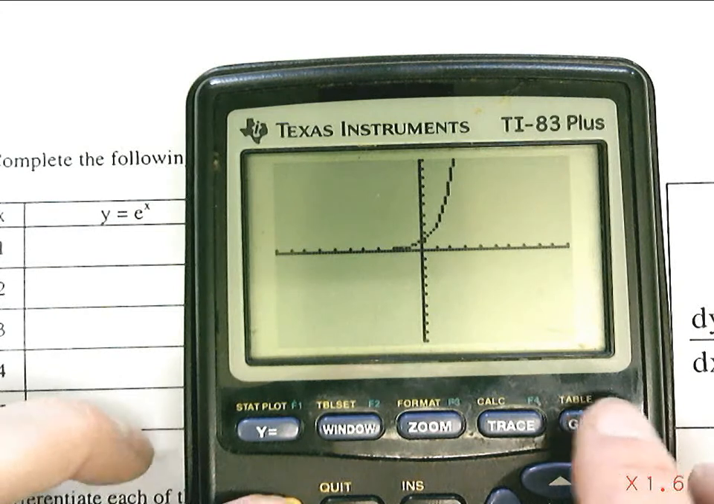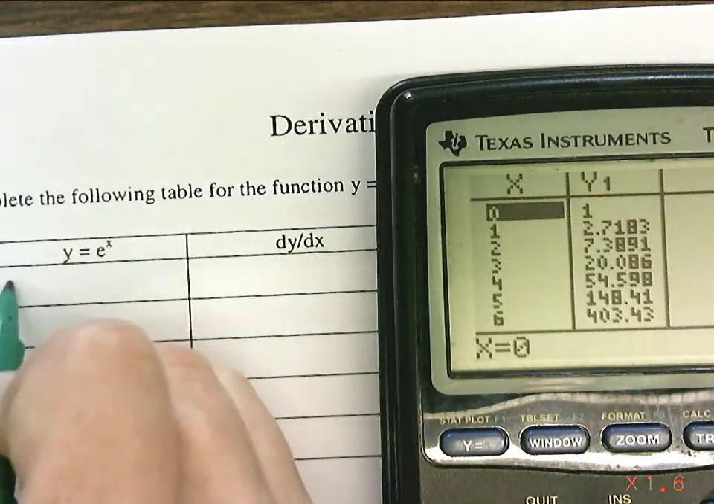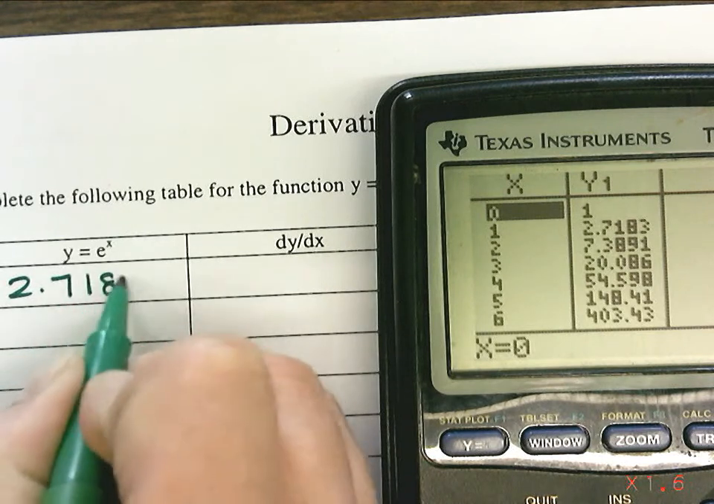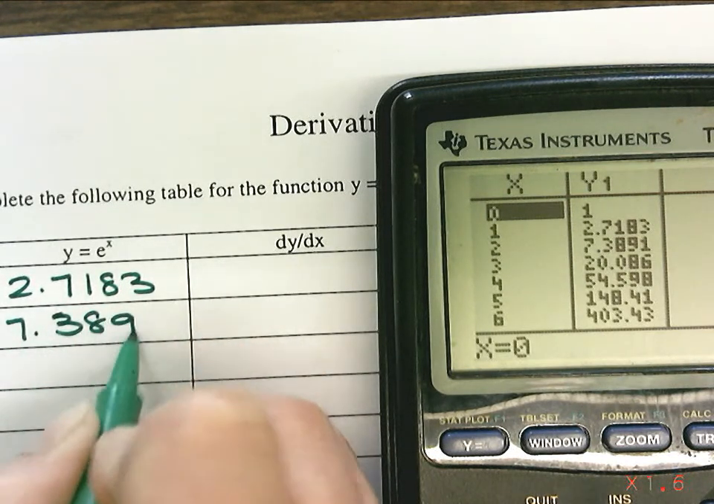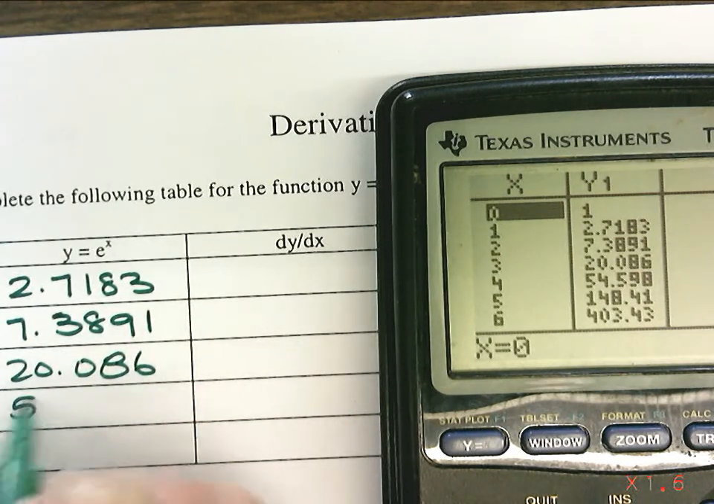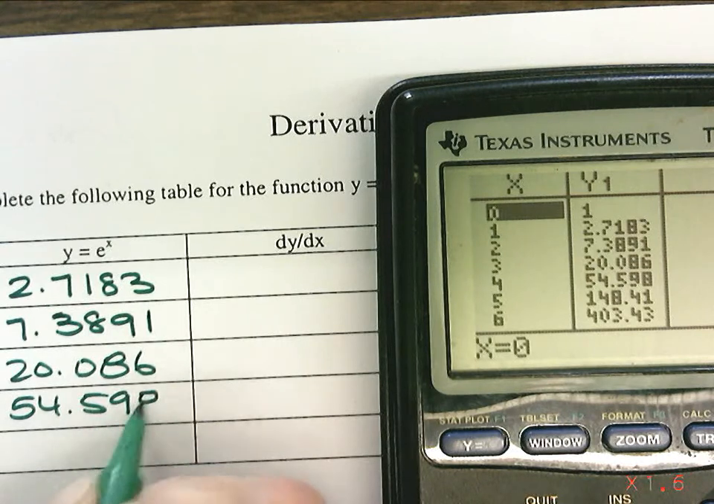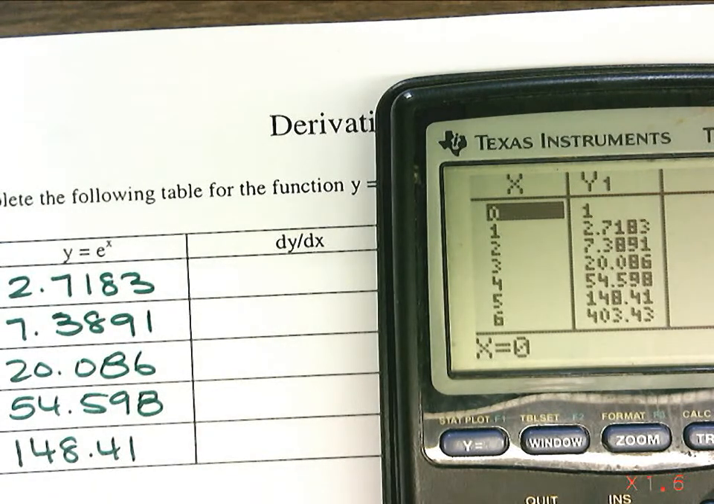I want to look at what the table of values looks like, so I'm going to write those numbers down. So I'm going to write 2.7183, 7.3891. Now I'm going to look at what the derivative is at each of those numbers.